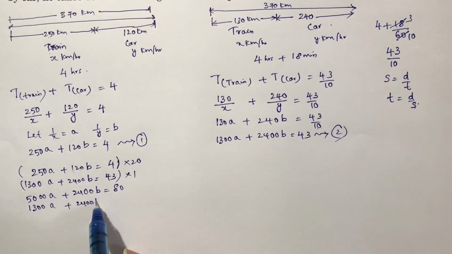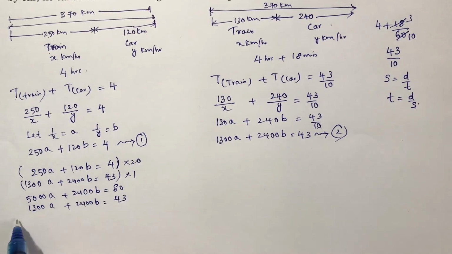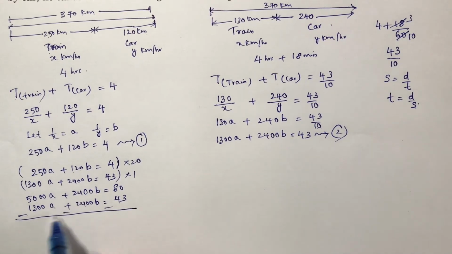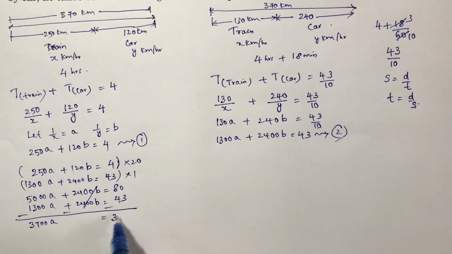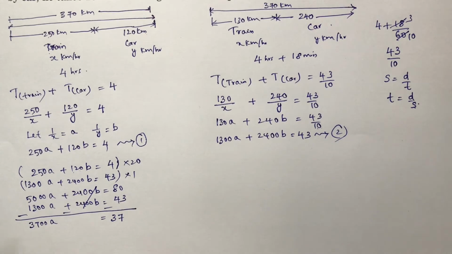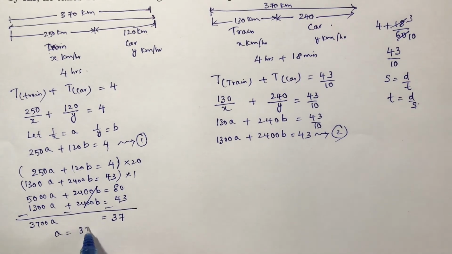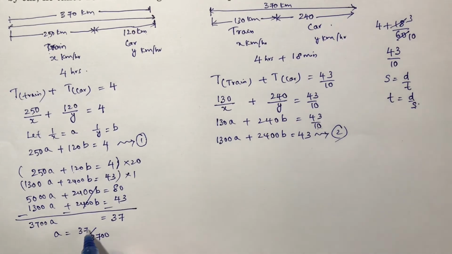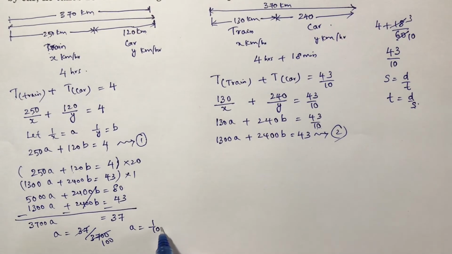So 2400b is 43. Now eliminate this, so both will get cancelled. So here it's 3700a is 80 minus 43, which is 37. So a value is 37 by 3700, so 37 times 1, 37 times 100. So a value is 1 by 100.